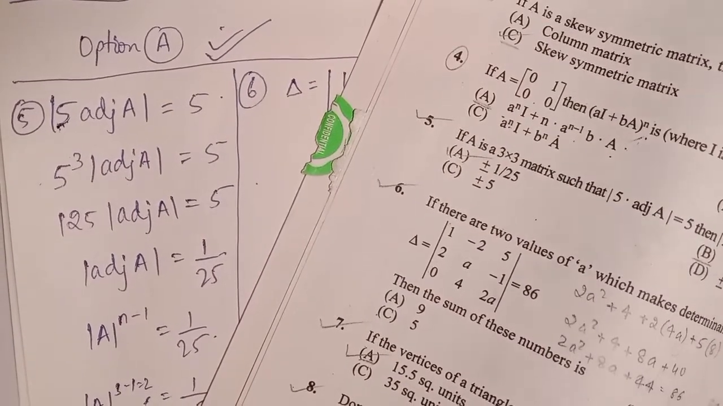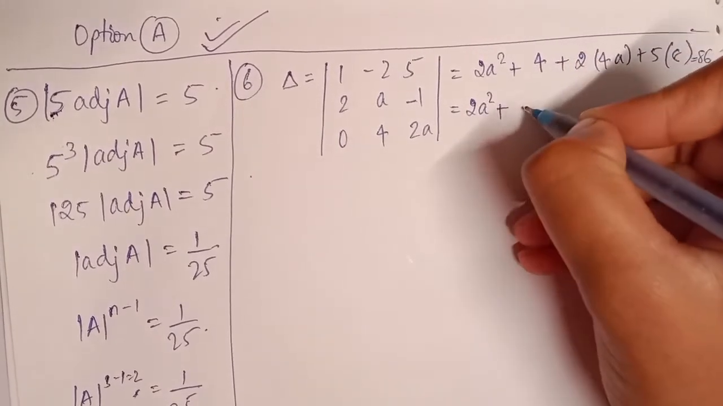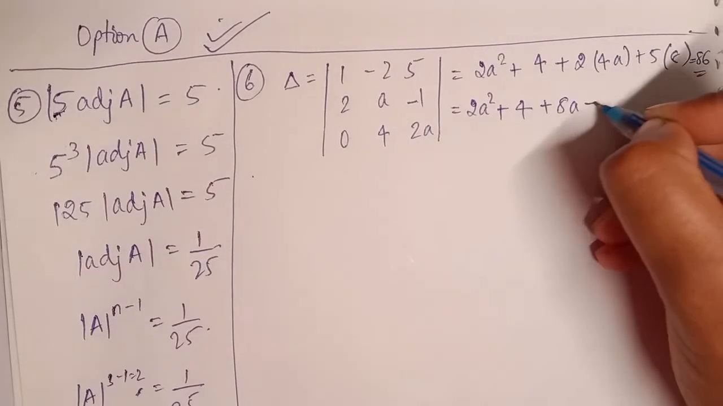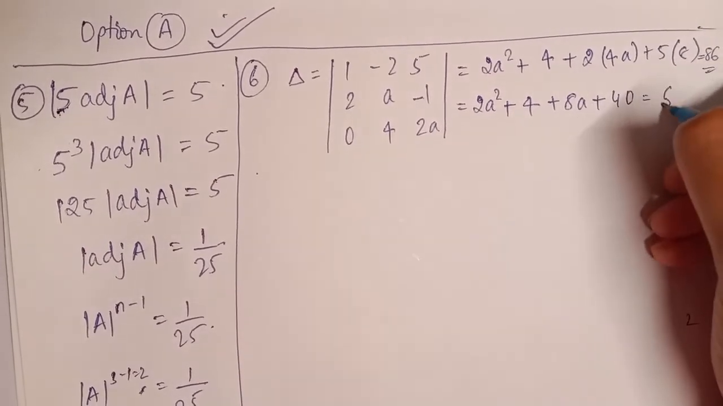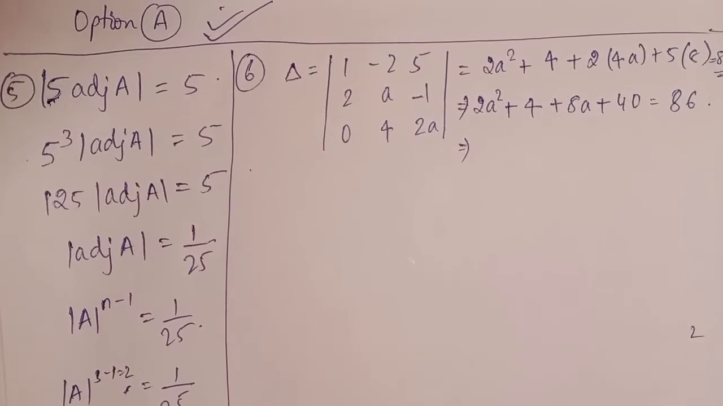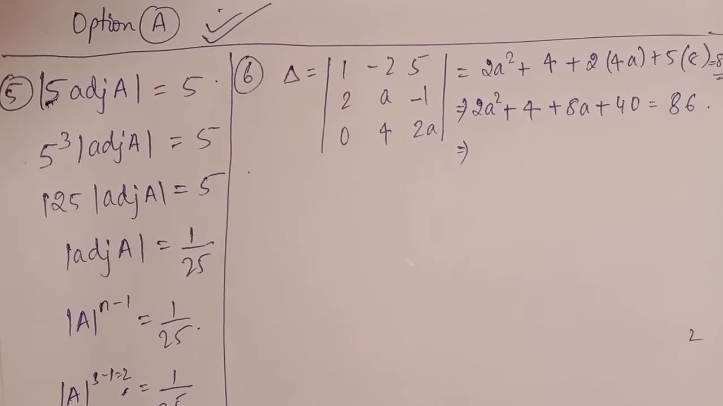It's given in the question, right? That the determinant is equal to 86. So 2A square plus 4 plus 8A plus 40 is equal to 86. If you have a problem in row by column method, you can comment in the comment box and I'll surely make a video on that as well.